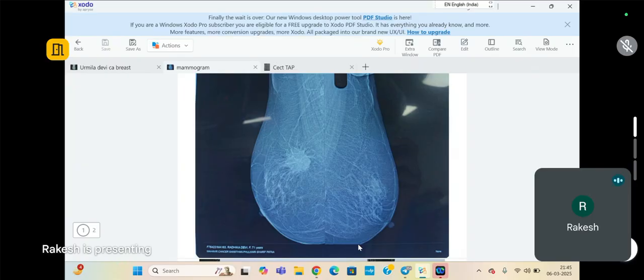Would you like to do any other investigations? For staging, I would like to do an 18 FDG PET scan. Why PET? Okay, you can do PET, but substantiate your answer. PET will be a single stop solution, ma'am. It will tell us about the bony lesions as well as distant metastasis, and it is good for detecting nodal and distant metastasis.